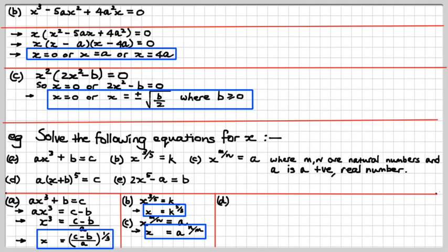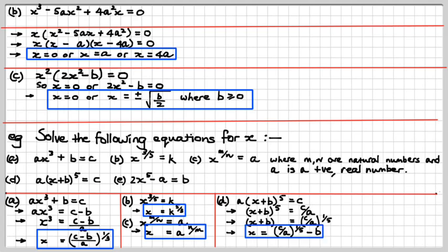What about d? I don't see a problem. So, therefore, (x plus b) to the 5 equals c over a. Therefore, x plus b would be the 5th root of that, wouldn't it? Yes, and then just subtract b from both sides, and we've got ourselves an answer. Thank you. Well, that's excellent.